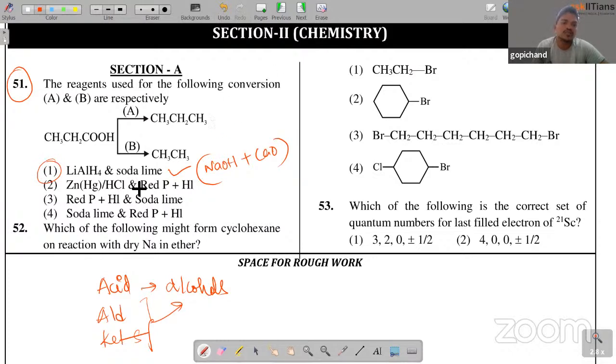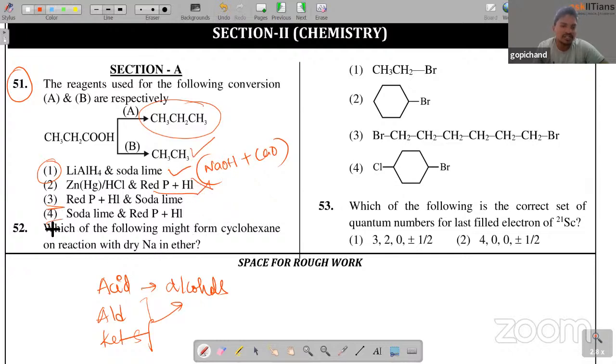Next one is zinc amalgam, HCl, and red phosphorus in the presence of HI. You know that zinc amalgam is a Clemmensen reduction. So Clemmensen reduction can reduce acids to alcohols, but it can't reduce them to alkanes. Red phosphorus in the presence of HI, yes, it will give you a compound, but it will give propane, not ethane. So red phosphorus is also acting as a reducing agent, but this will give propane, not ethane. So in terms of B, this is the wrong answer.